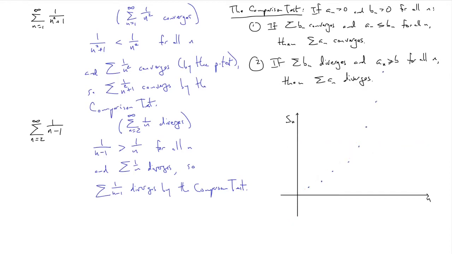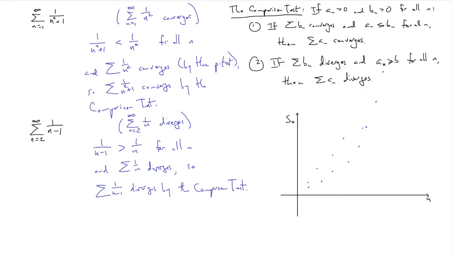On the other hand, consider what happens in the second case, where the series sum b sub n diverges. Here I'm showing the graphs of the nth partial sums of a divergent series b sub n, and I've tried to make it look like they are going up to infinity. And since the terms of the series a sub n are all larger than the terms of the series b sub n, each of the nth partial sums has to be larger. So I don't know how much larger, but some amount larger.